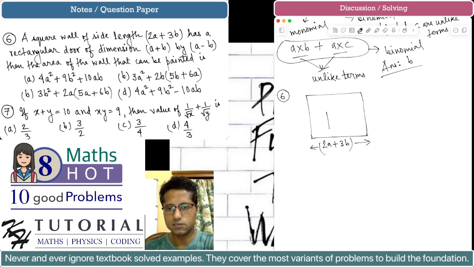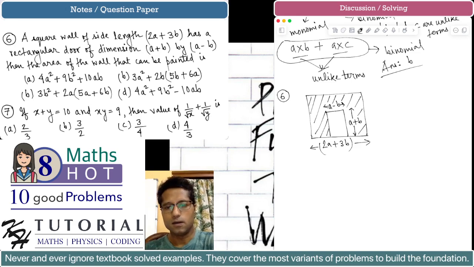So let's say this is a rectangular door, and obviously this length is a minus b, and the height must be a plus b. So the door has dimension a plus b by a minus b. Then the area of the wall that can be painted is the area of the square wall minus the area of the rectangle. The shaded region is the area that can be painted.